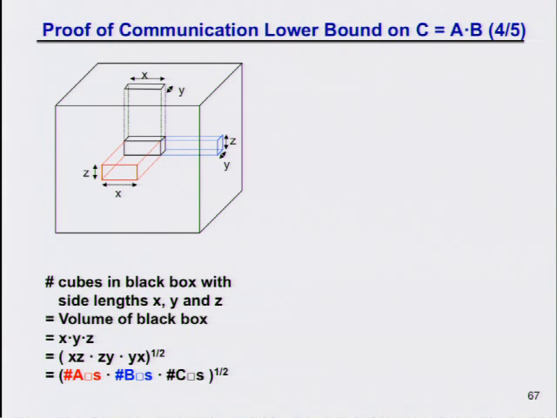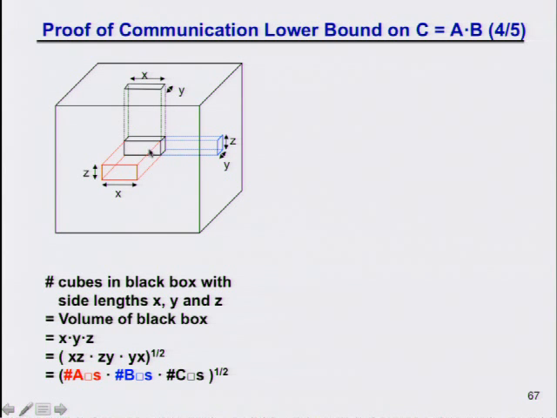OK. So here's the simplest way to look at the picture. Here's the cube again. Here's a bunch of ijk's. These are the multiplies. So what do I need? I need some entries of A, I need some entries of B, and I need some entries of C. So here's the simplest case.